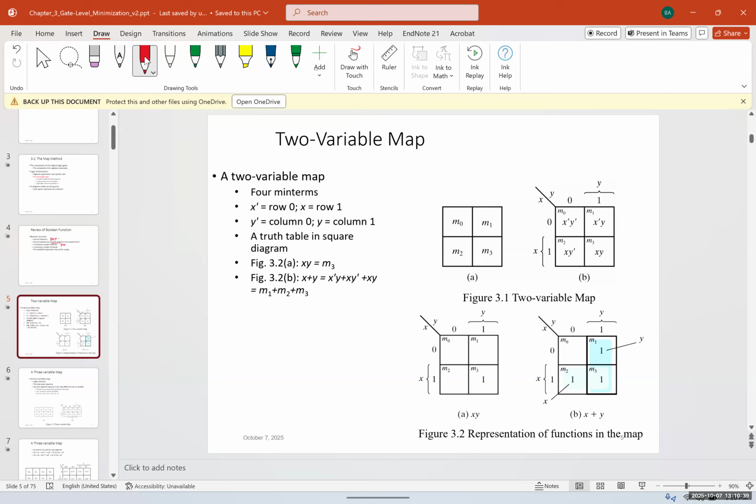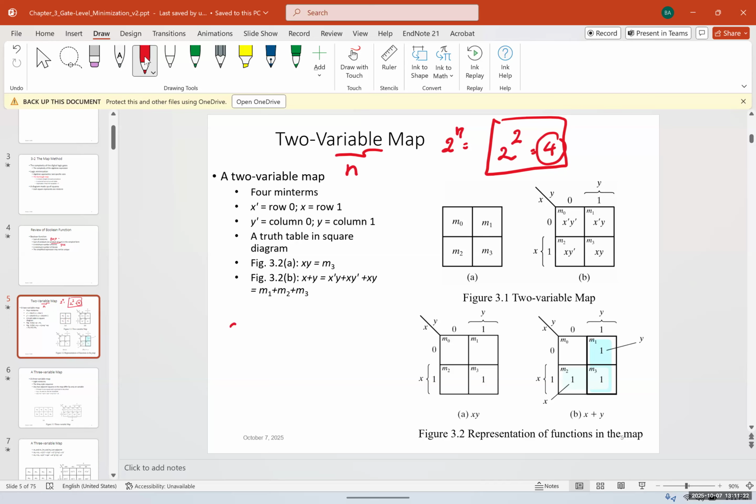So we're going to start with the two variable maps. First of all, the number of blocks or squares in a K-map is equal to 2 to the power of n, where n is the number of variables. So if we have two variables, then we would have 2 to the power of 2, which is 4 squares. For example, here we have x and y. Therefore, we would have 1, 2, 3, 4 squares in the K-map.